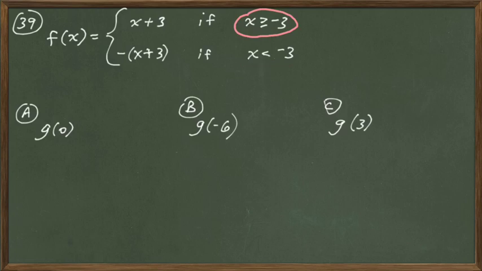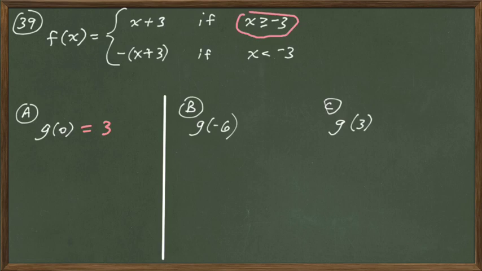It's greater, so I use this function. So if I put in a 0 plus 3, what do I get for that one? 3. So basically, I'm just plugging it into the first one, and I get a 3. Everybody know why I plugged it in there? Because 0 is bigger than negative 3.